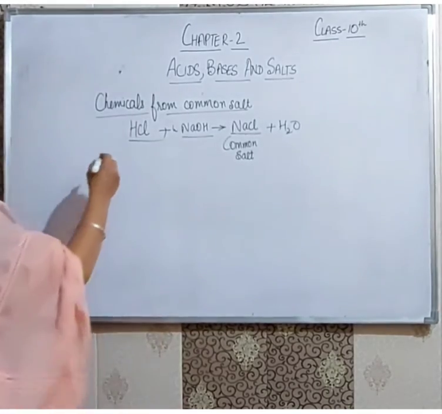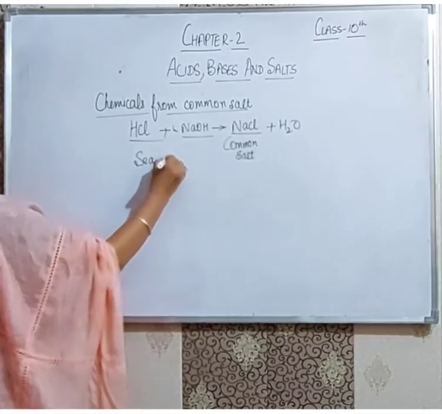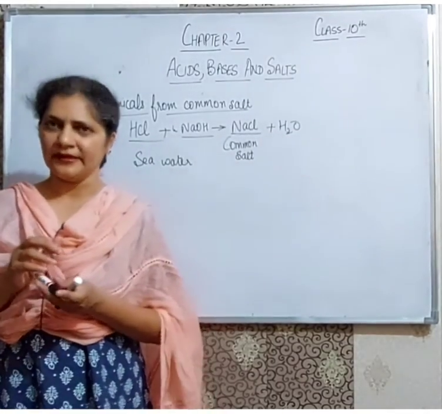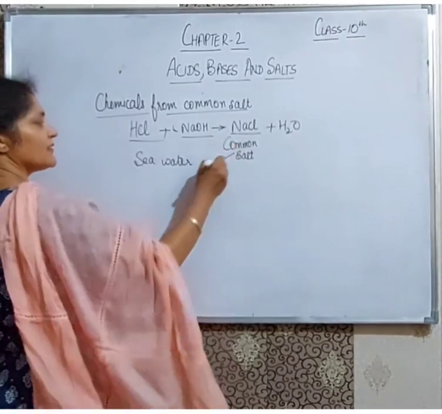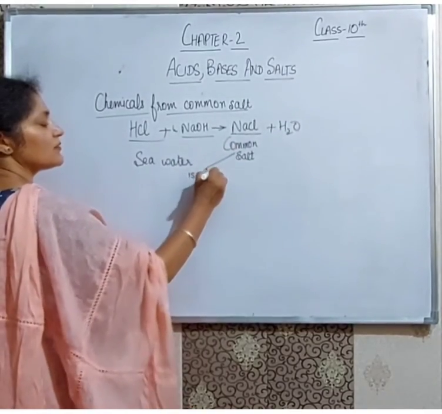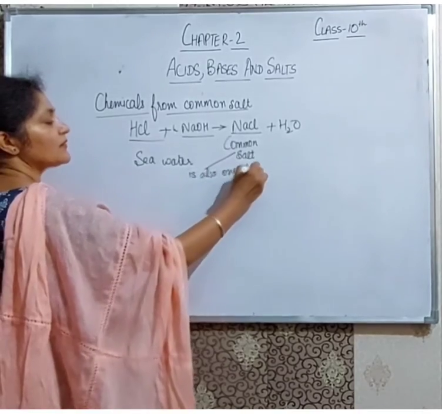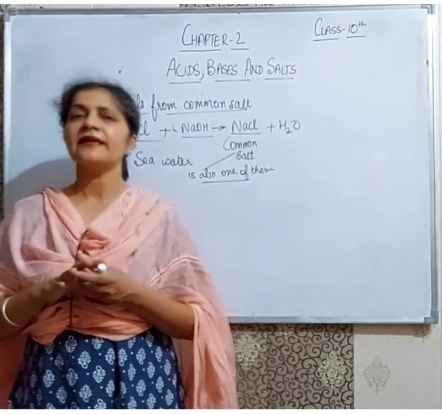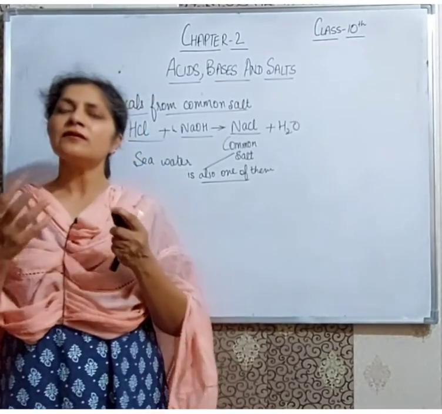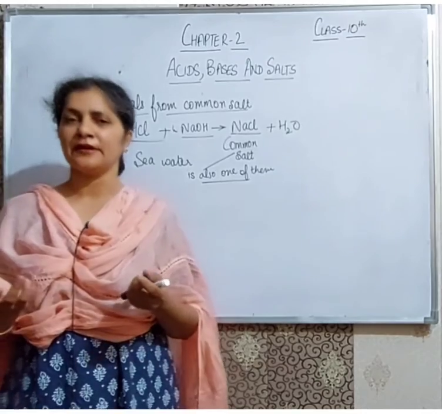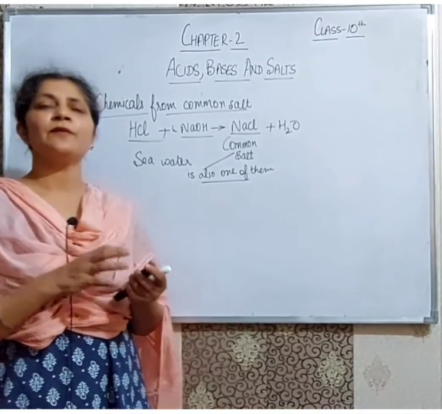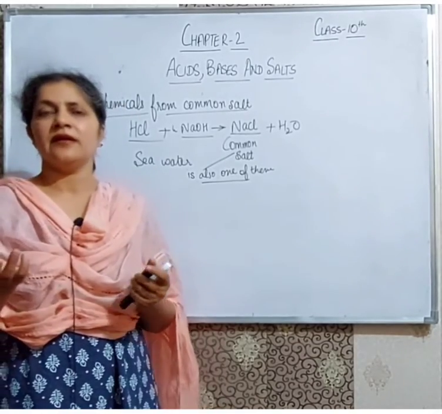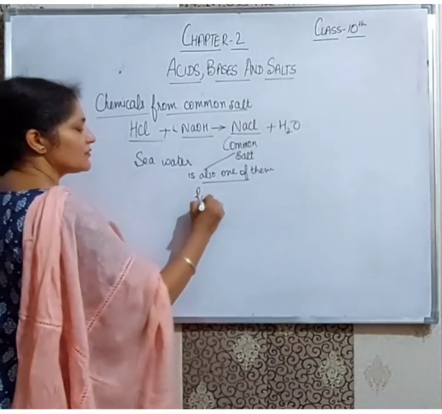Now students, seawater contains many salts dissolved in it, and sodium chloride, this common salt, is also one of them. It is found in the seawater. Second, this common salt is also found in many parts of the world in the impure form. It contains impurities, so that salt is always brown in color. It is also known as rock salt.